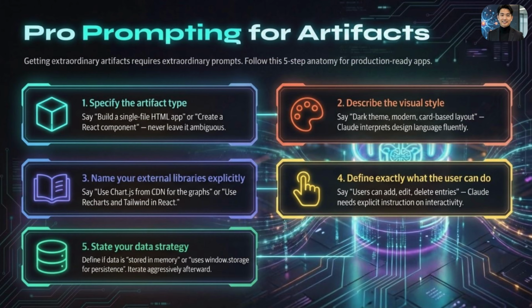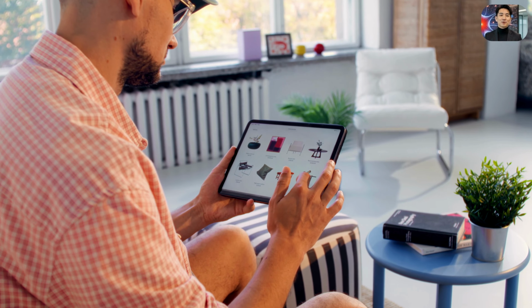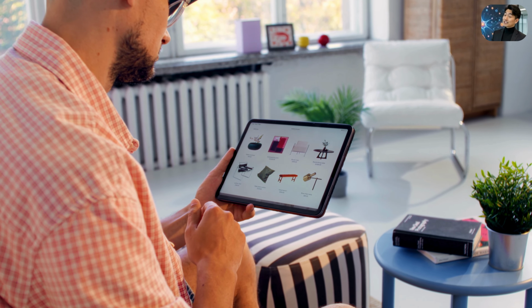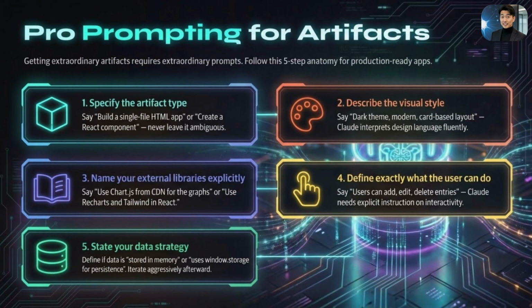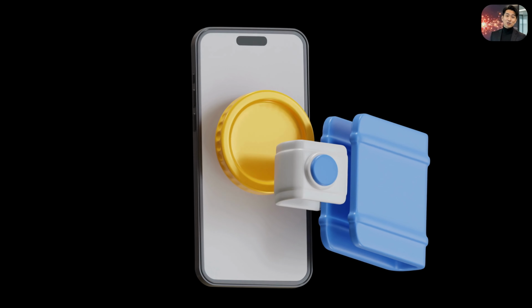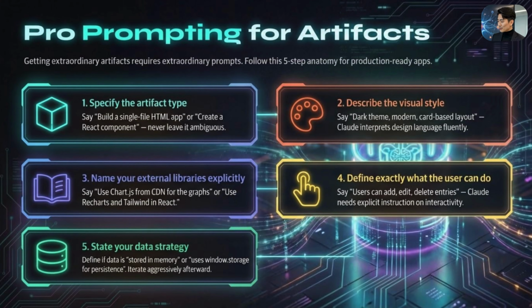Use it. 3. Name your libraries explicitly. Use Chart.js from CDN, or use Recharts and Tailwind in React. Don't make Claude guess. 4. Define the interactivity. Users can add, edit, and delete entries. Claude needs to know what users can do. Without this, you often get a static display. And 5. State your data strategy. Store data in memory gives you a session-only tool. Use window.storage for persistence gives you a permanent app.